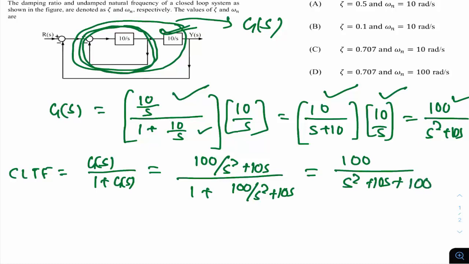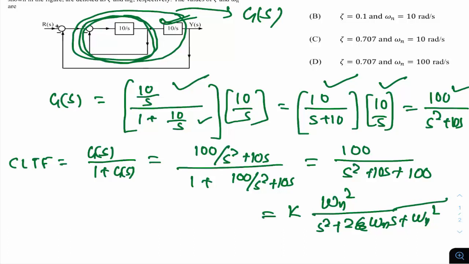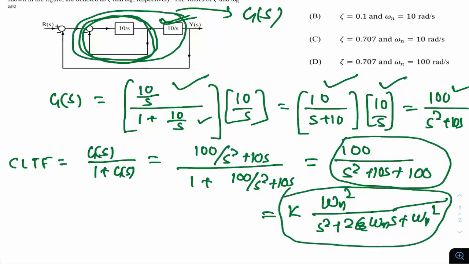Okay, now if you compare this one with your standard transfer function like K into omega n square divided by S square plus 2 zeta omega n S plus omega n square. Which one will we be comparing? This transfer function that you obtained from the block diagram with the standard second order transfer function. So what is the comparison if you make it? You can see omega n square is 100, right? So omega n square is 100. So this implies your omega n is equal to 10.